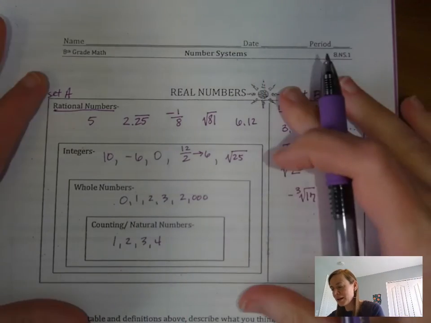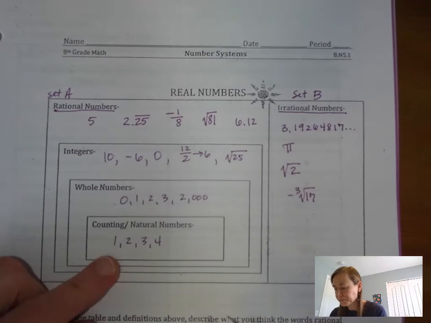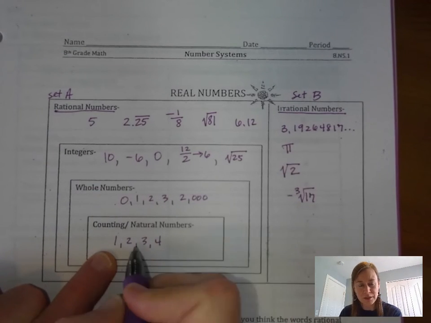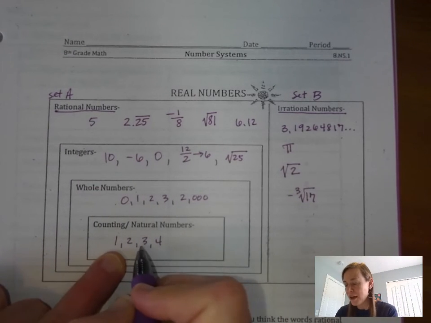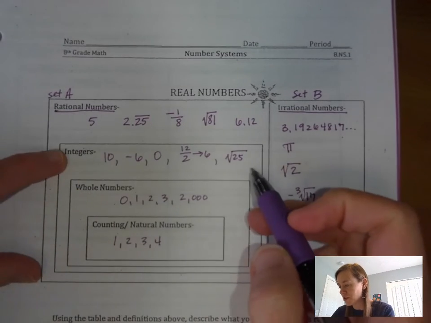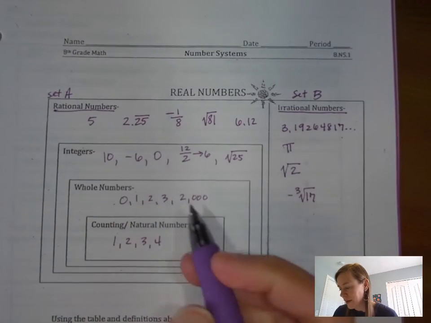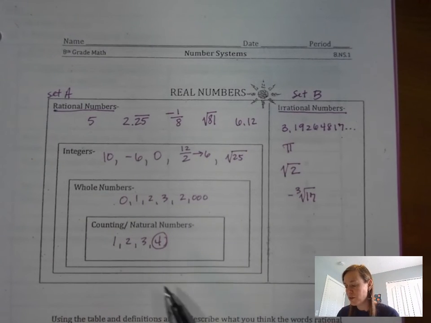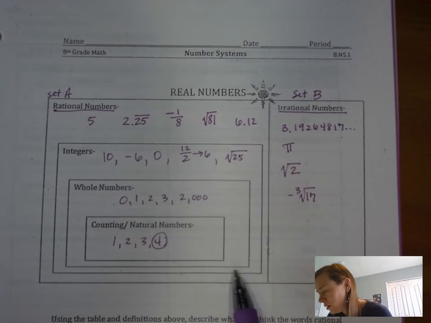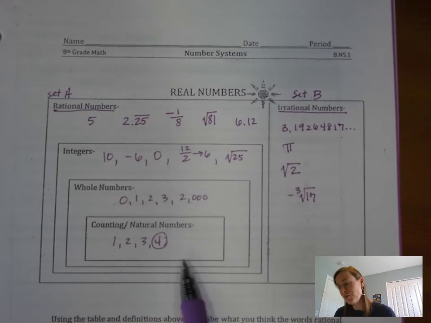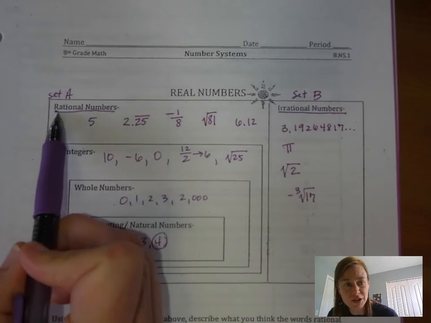Now, like I was talking about, these squares are all nested in each other. So these numbers that are natural numbers, counting numbers, are also whole numbers, integers, and rational numbers. So if I asked you what kind of number a 4 is, you could tell me it's a counting number. You would also tell me that it's a whole number, an integer, and that it is rational.